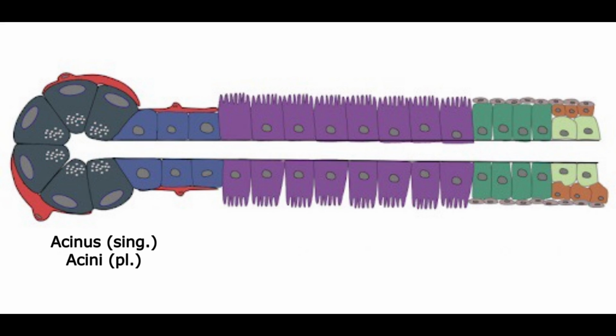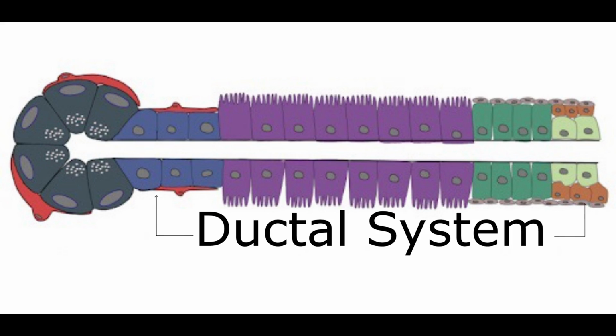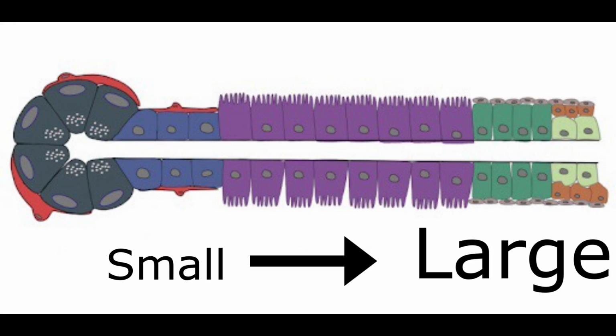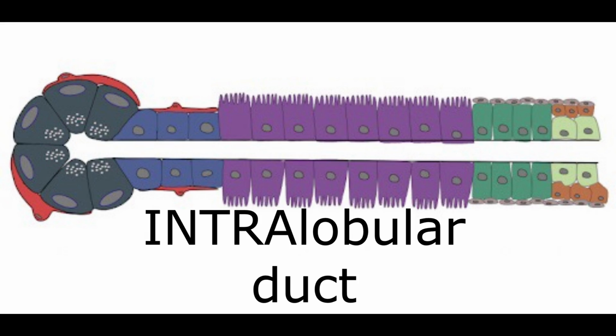Moving forward, we will be discussing the ductal system. Salivary glands are exocrine glands, meaning they have ducts to secrete substances. These ducts progressively grow larger, from the inner parts to the outer parts, and they may be intralobular or interlobular ducts.